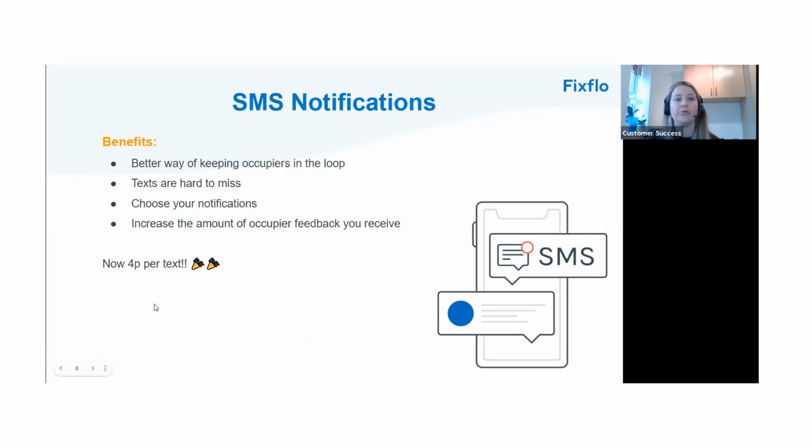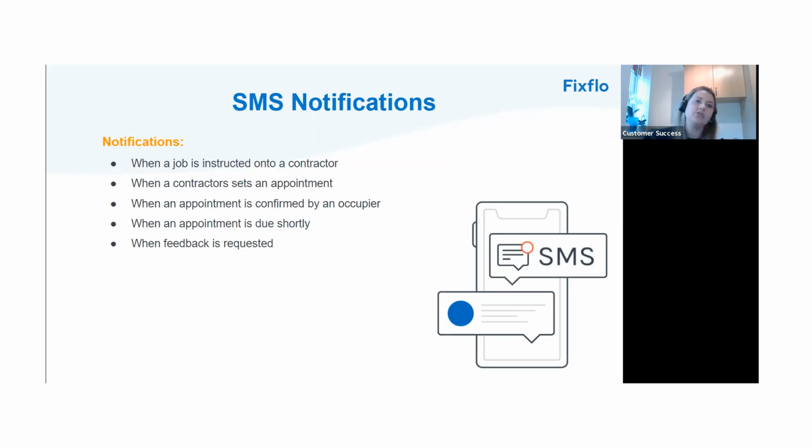So I'm going to go through the SMS notifications you can turn on in just a moment. And texts were 6p per text. Actually, they are now down to 4p. So we've reduced the price of texts. So I can't wait to show you how you can turn these notifications on.